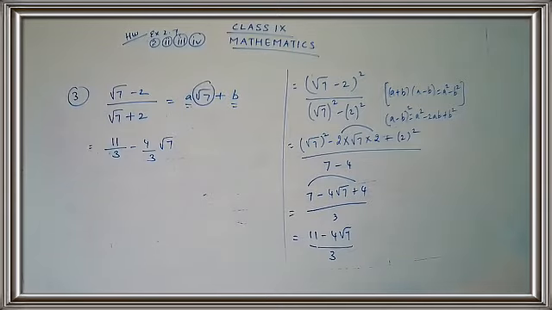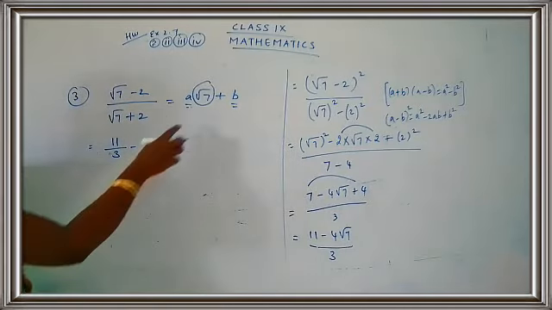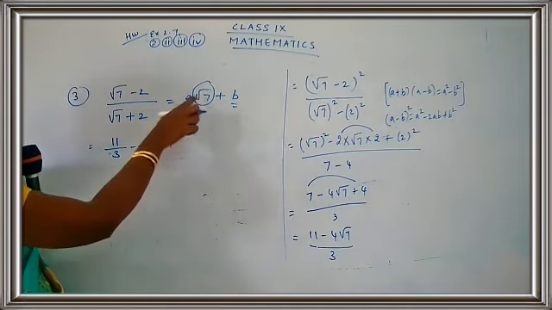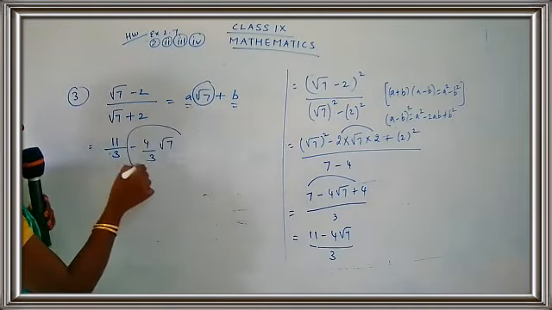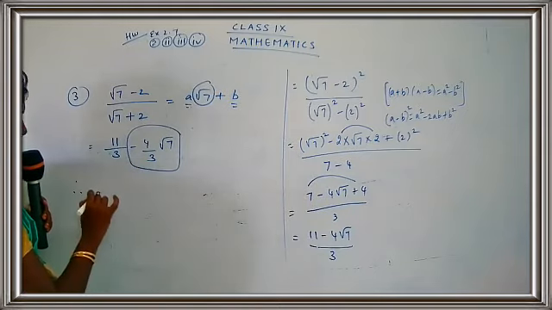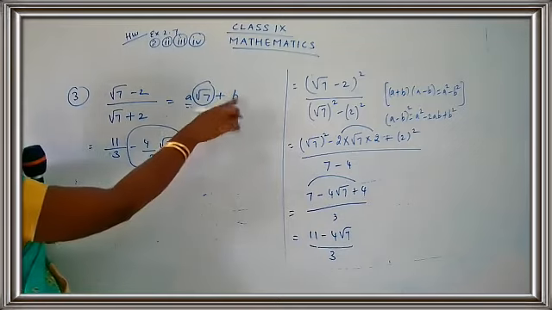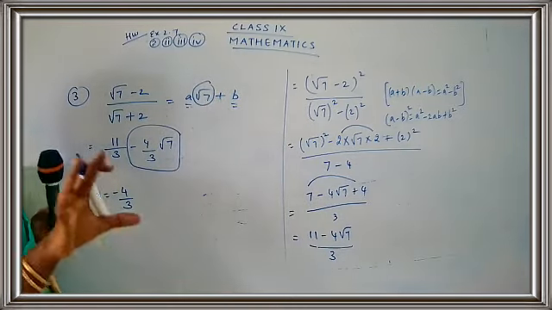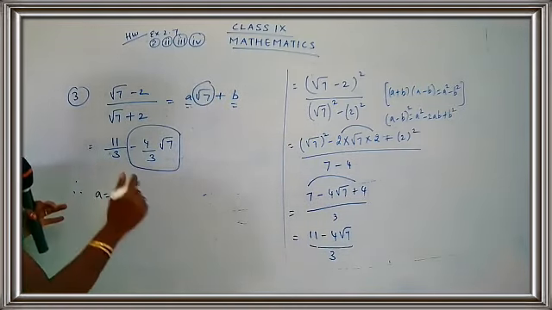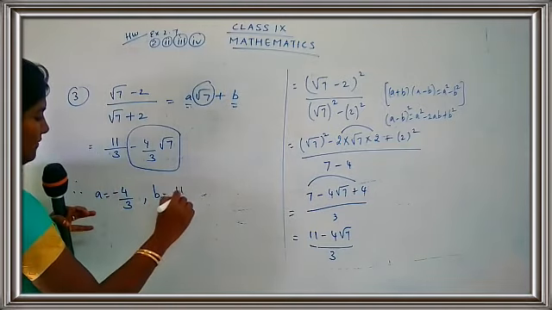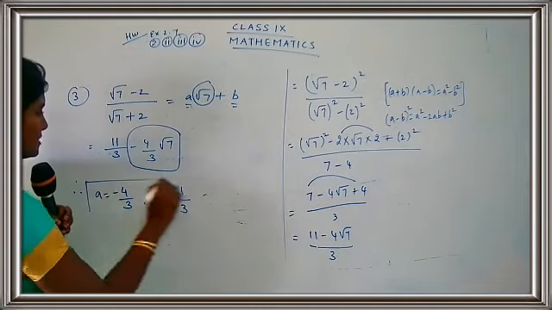Now the thing is to find out the value for A and B from this expression. Let us find out the value for A and B. So what is with root 7? That is the value for A. So A is equal to minus 4 by 3, and the left out part, the number alone, is B. So B is equal to 11 upon 3. So this is the final answer.